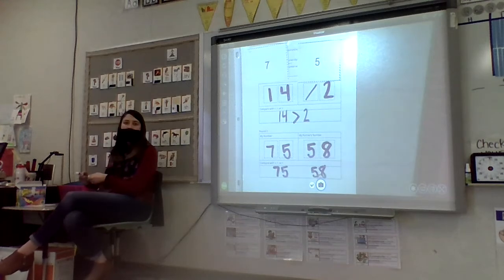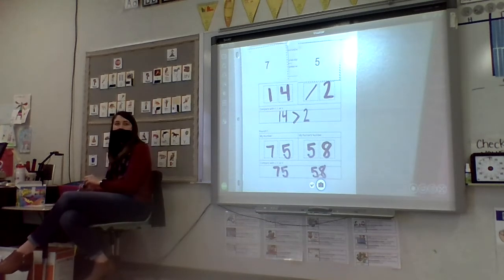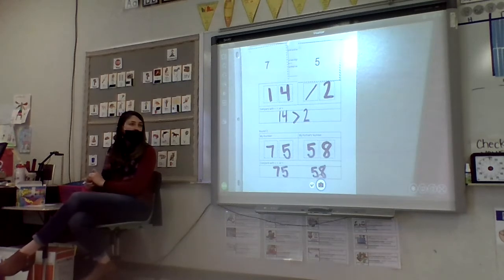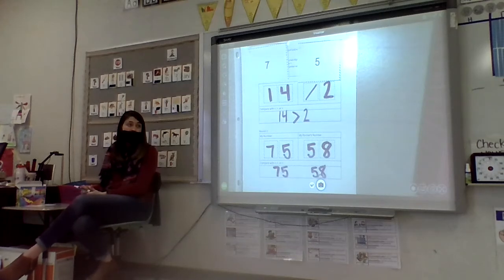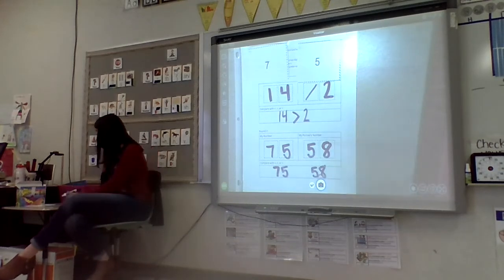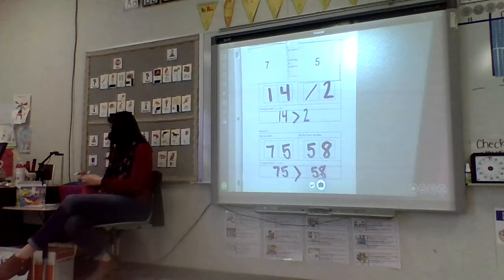So which way is the alligator going to point? Lily? It's going to point to the 58. Is that the higher number? To the 75. Okay.